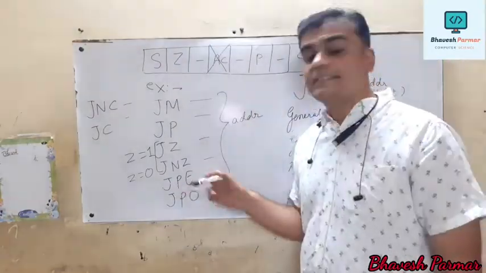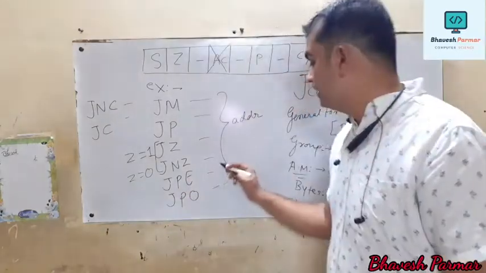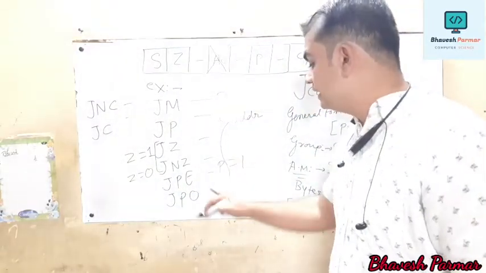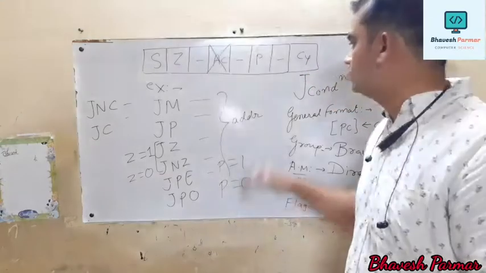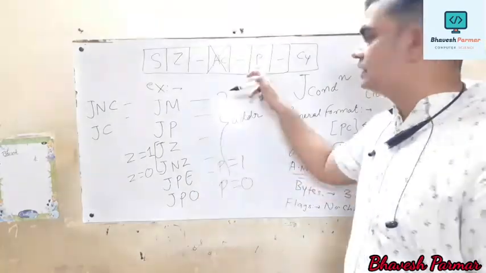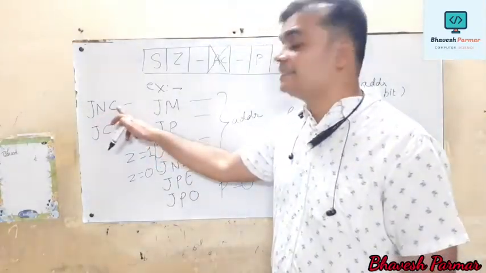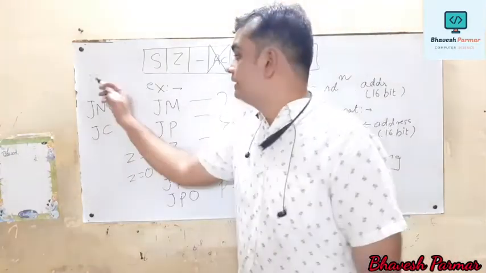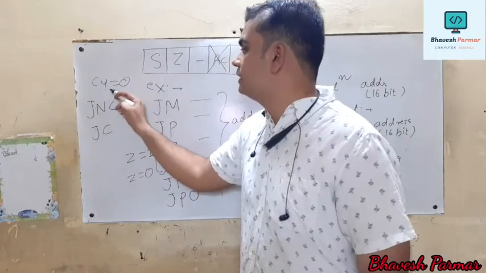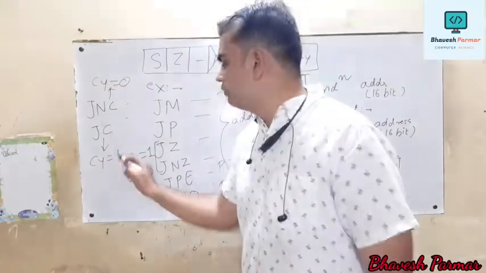So JPE stands for jump on even parity, that is P is equal to 1, and JPO stands for jump on odd parity, that is P is equal to 0. So these are the two instructions related with the P flag. And afterwards these two instructions: JNC stands for jump on no carry, that is CY is equal to 0, and JC address means what? CY is equal to 1.